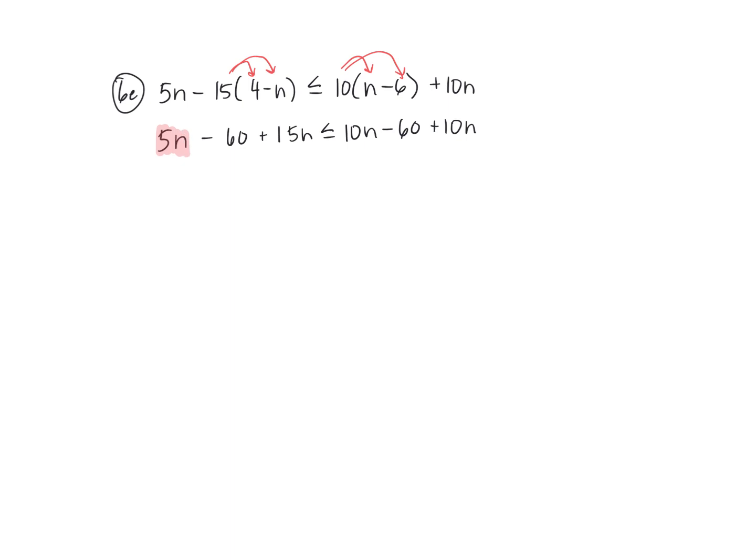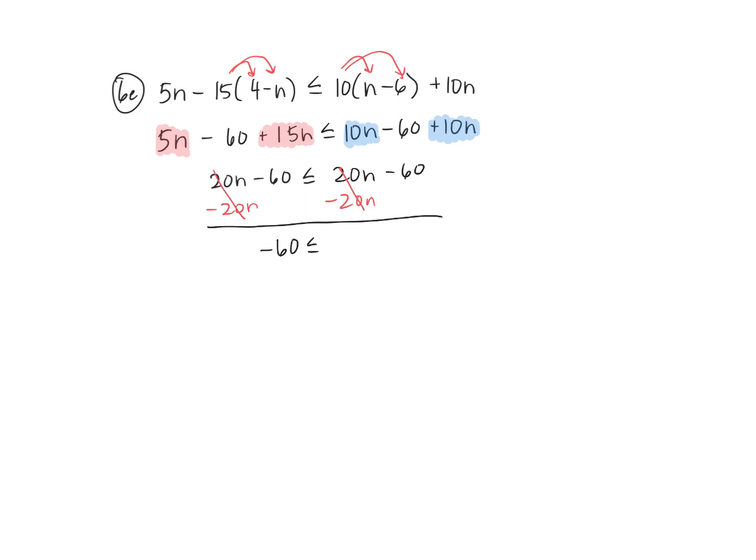On the left, we have 5n and 15n, and when we combine those, we'll get 20n minus 60 is less than or equal to, on the right, we have like terms of 10n and 10n, so we combine those and get 20n minus 60. So we want to get our n's on the left, so we would subtract 20n from both sides. Notice that that cancels all the n's out on both sides. So we are left with negative 60 is less than or equal to negative 60.